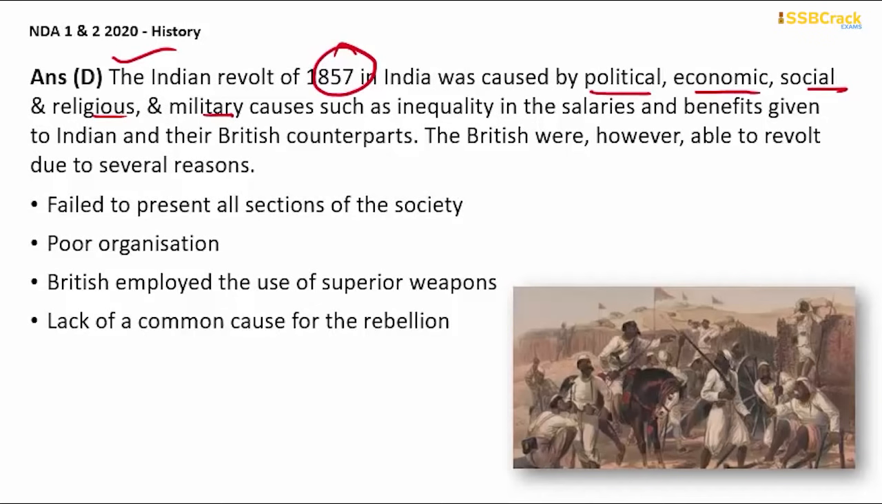The Britishers were, however, able to succeed because of several reasons, and these reasons were that we failed to represent all the sections of society. There was poor organization. The Britishers had superior weapons, and there was a lack of common cause among the rebels. Okay, so these are the reasons.